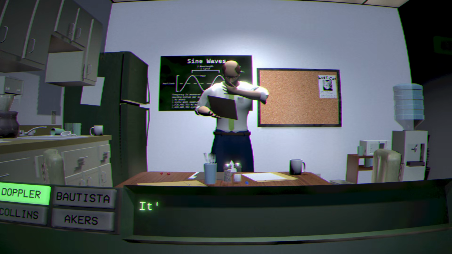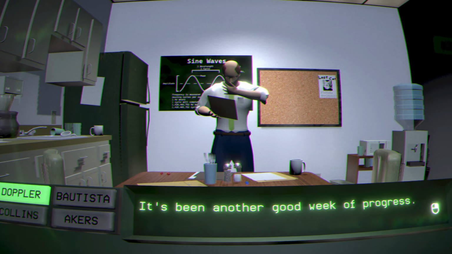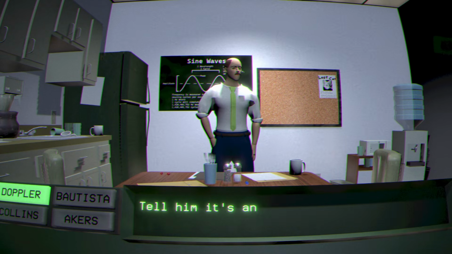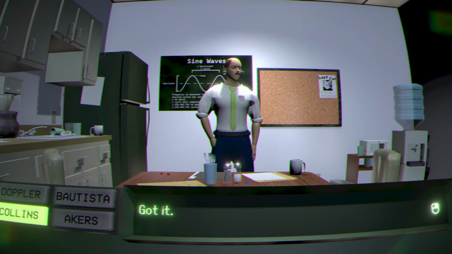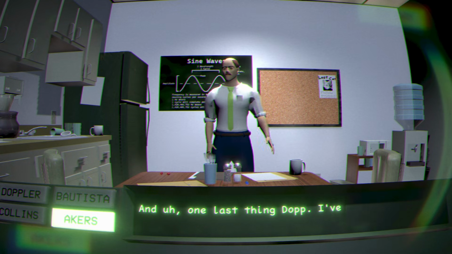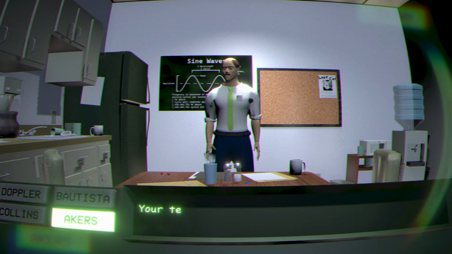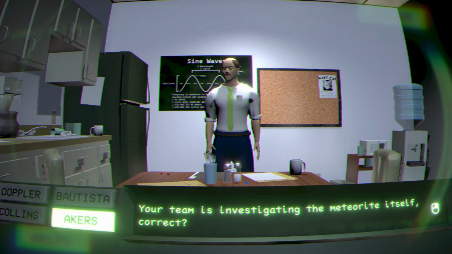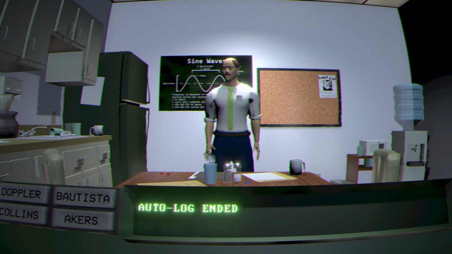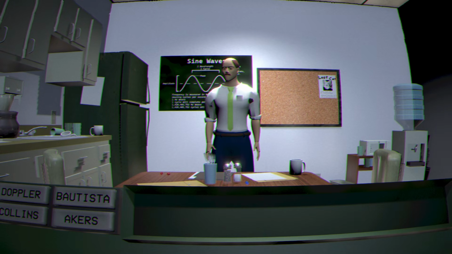Great work, you four. It's been another good week of progress. Head home, get some sleep, and that goes for Bautista too. Tell him it's in order. Good. I look forward to all the progress. And one last thing, Dot. I got a request. Your team is investigating the meteorite itself, correct? Do you think you could perchance take a look at... Oh. I guess we'll never know. I do want to know what the meteorite looks like, though.